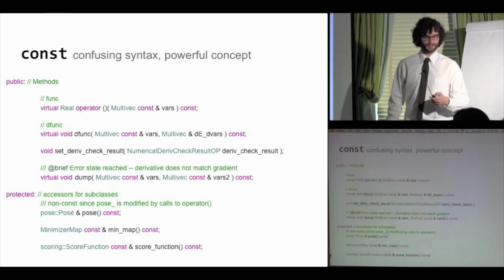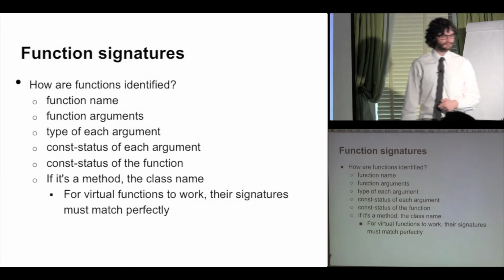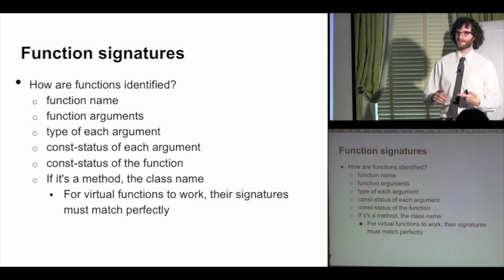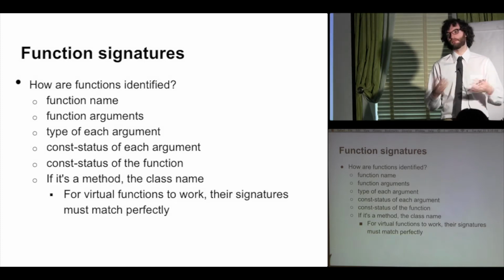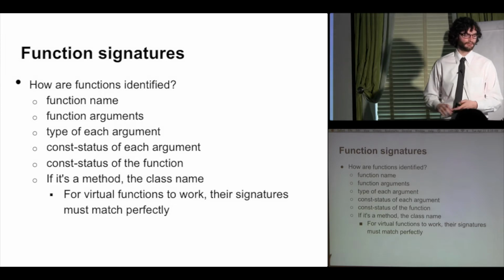Okay, so we're going to change gears a little bit and talk about function signatures. A function signature is how a function is identified. It contains the function's name, the arguments, the types, the const status of each argument, and the const status of the function. And if it's a method, it includes the class name.